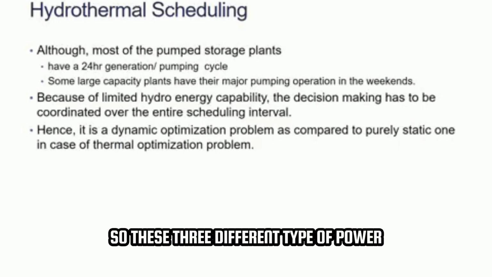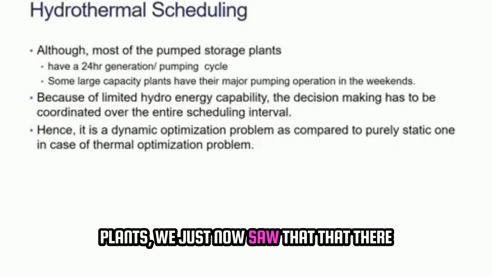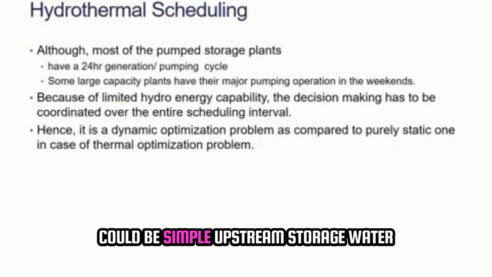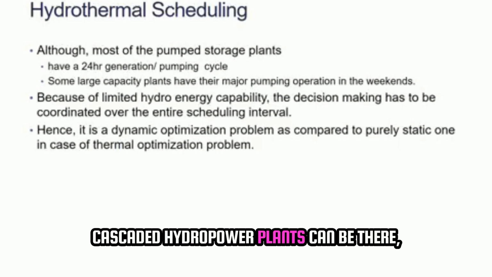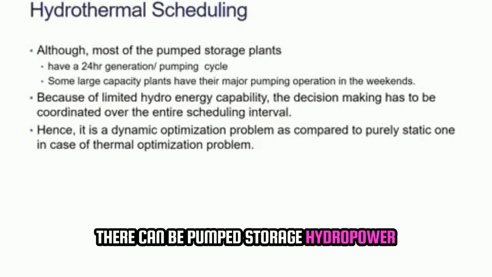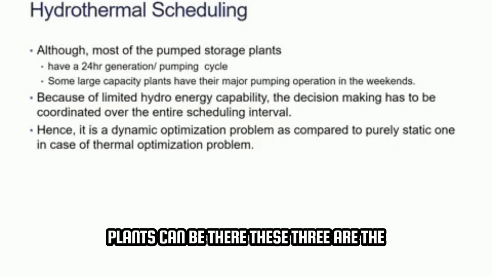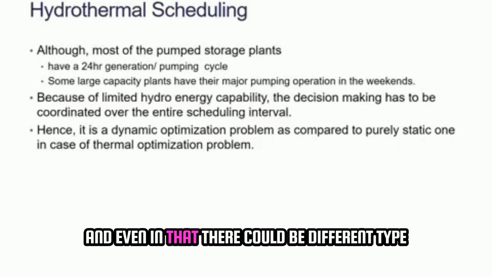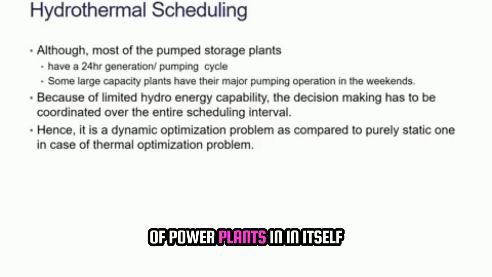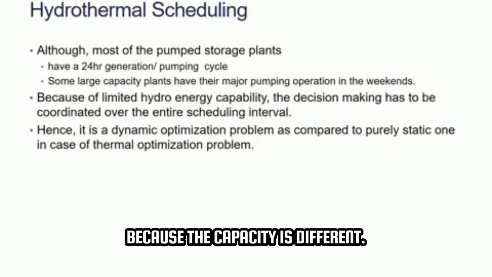These three different types of power plants we just now saw: there could be a simple upstream water storage plant, there could be cascaded hydropower plants, and there can be pumped storage hydropower plants. So basically these three are the different types of power plants, and even within that there could be different types of power plants in themselves, because the capacity is different, the storage area is different. So a lot of factors can be there.